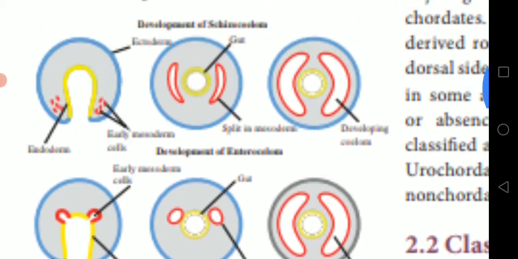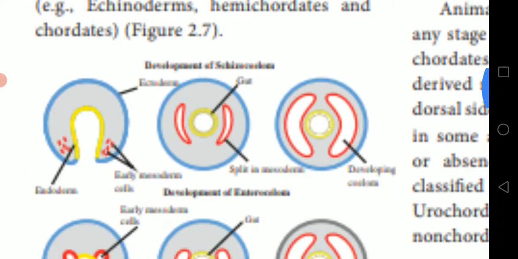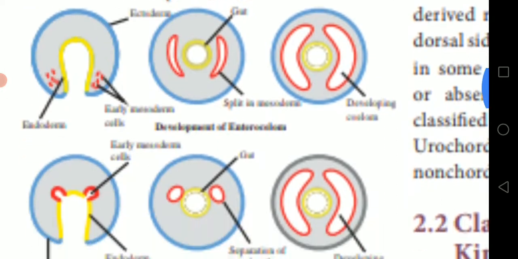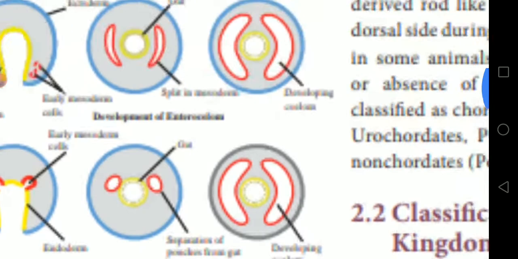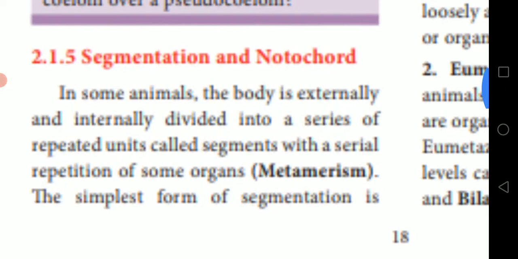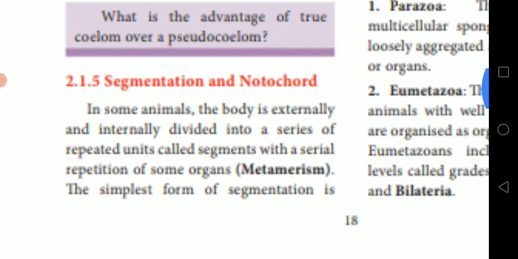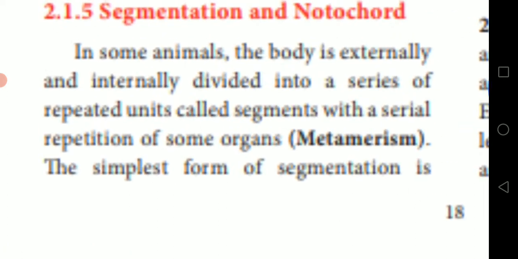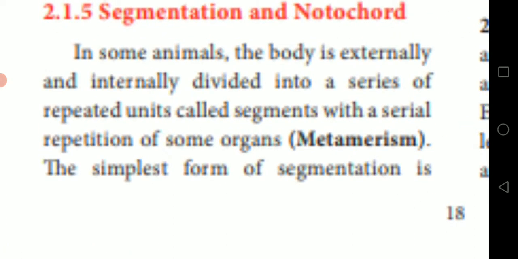Here, these are the diagrams. Acoelomates, that's the flatworms. Pseudocoelomates, that is the roundworms. Then coelomates, that is annelids, arthropoda, echinodermata, and chordata. Here we'll see one by one the development of schizocoelomates and enterocoelomates. This is the diagram they're showing here, the development of schizocoelomates.